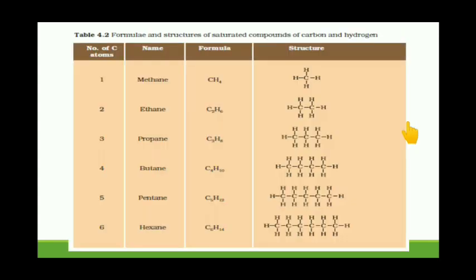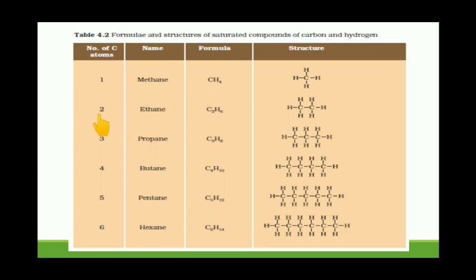Look at this table. Here, the formulae and structures of saturated hydrocarbons are given. If there is only one carbon atom, then the prefix is meth, and if it consists single covalent bonds, then suffix will be ane. So this hydrocarbon is methane. It is represented by structure as one carbon bonded with 4 hydrogens with single covalent bond. So its molecular formula will be CH4.